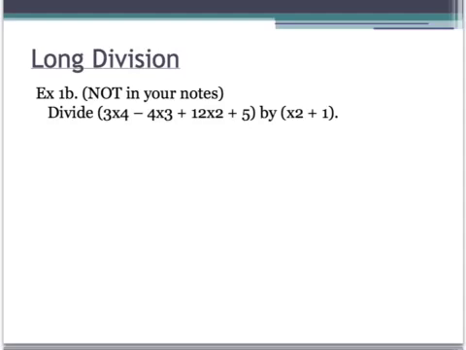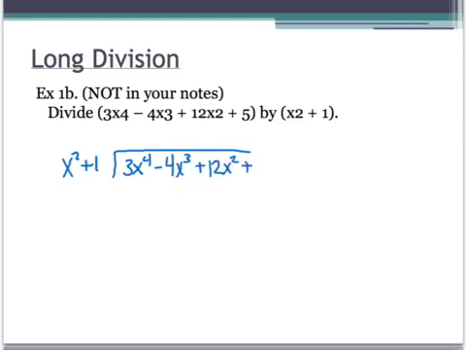Okay, now we're going to do another long division problem. This one is not in your notes. It says to go ahead and divide 3x to the 4th minus 4x cubed plus 12x squared plus 5 by x squared plus 1. So the x squared plus 1 is my divisor. And the 3x to the 4th minus 4x cubed plus 12x squared. Now I do have to write plus 0x plus 5. I need that 0x because it's my placeholder. If I am missing any terms, you have to put them in with 0.